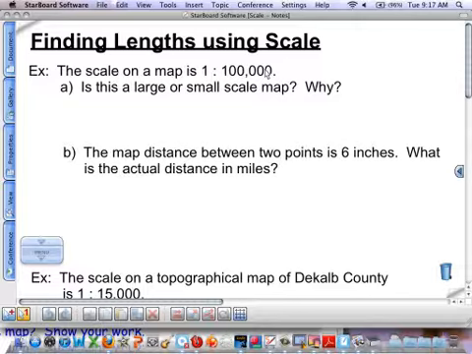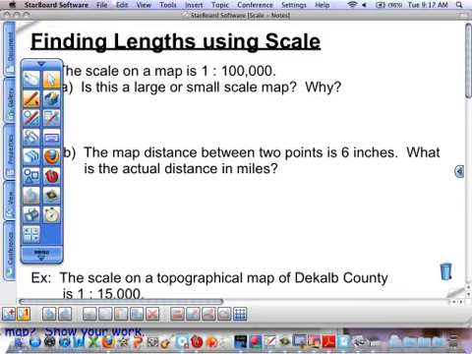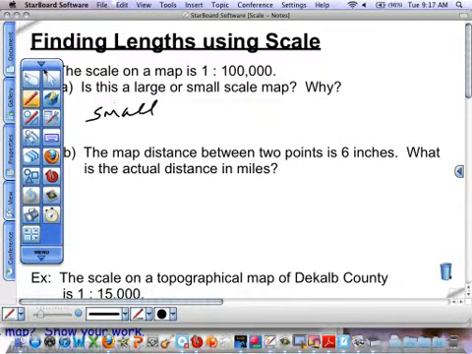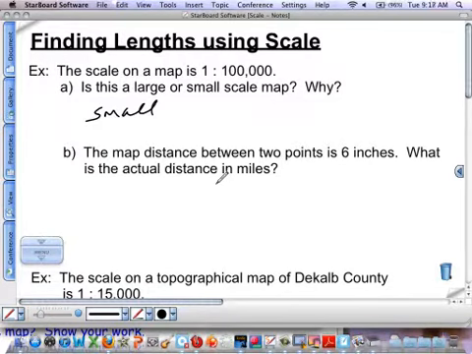So we understand that part A is definitely a small scale. But what about part B? Okay, if part A is small, how would you figure out part B? So understand that that's my scale, 1 to 100,000. And I found these 2 points on the map, and they're 6 inches apart. How would I find the distance in miles? If they're 6 inches apart, what does that tell you about the actual distance between them?